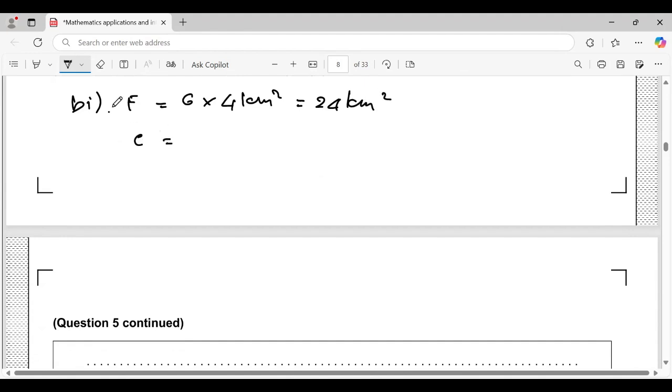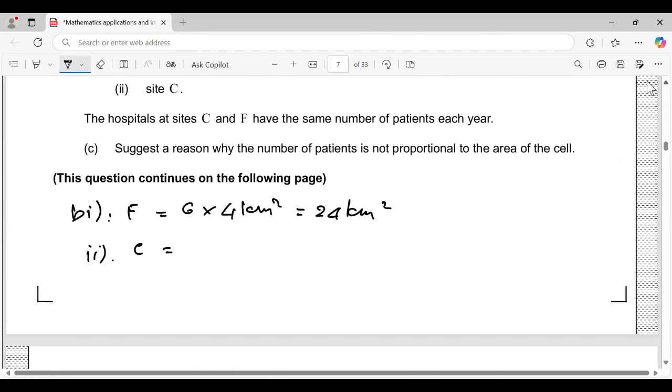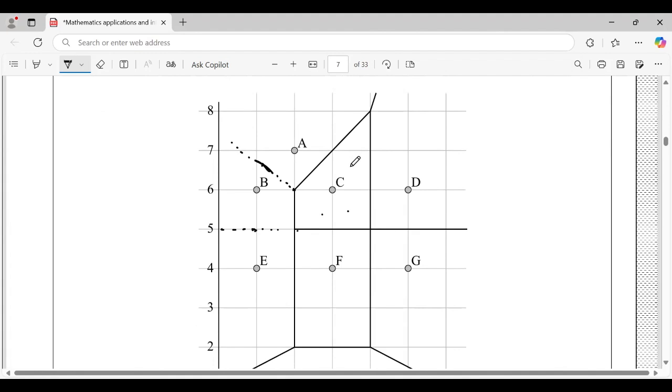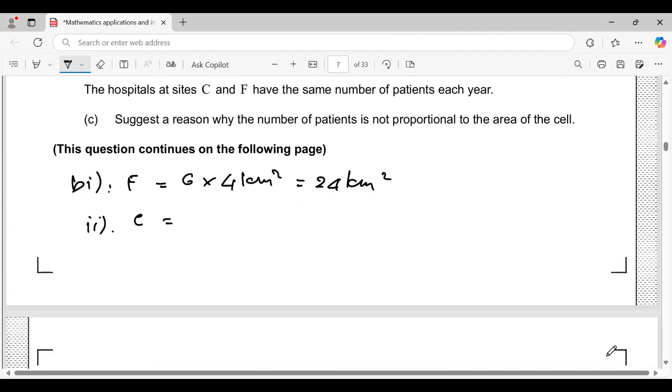In C, C has 4 square units. Okay. 1, 2, 3, and this is 4. So 1, 2, 3, 4 units, so 4 times 4. So 4 times 4 square kilometers equals 16 square kilometers.